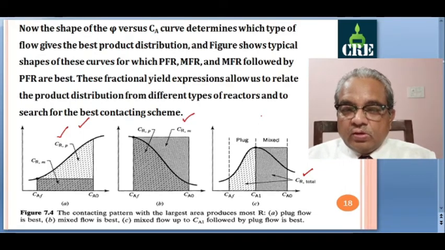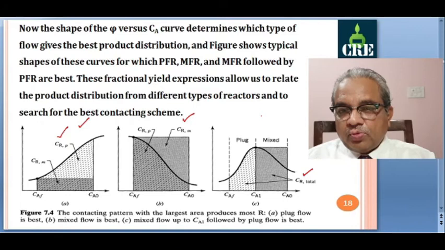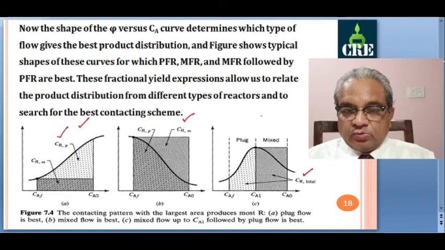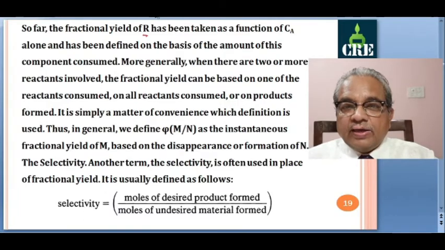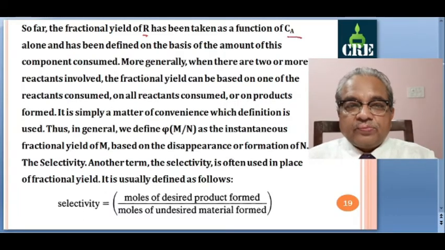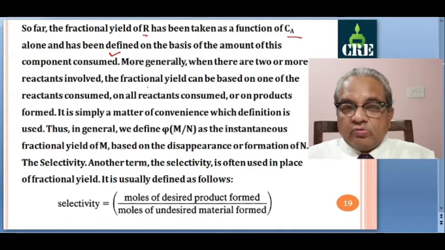So this is the kind of combination problem from the previous chapter and this one, where we are studying competitive parallel reactions so far. So far the fractional yield of R has been taken as a function of the concentration of A and has been identified on the basis of the amount of this component consumed, that is, based on how much A is consumed. More generally, when there are two or more reactants involved, here only one reactant was there so it was easy, the fractional yield can be based on one of the reactants consumed.